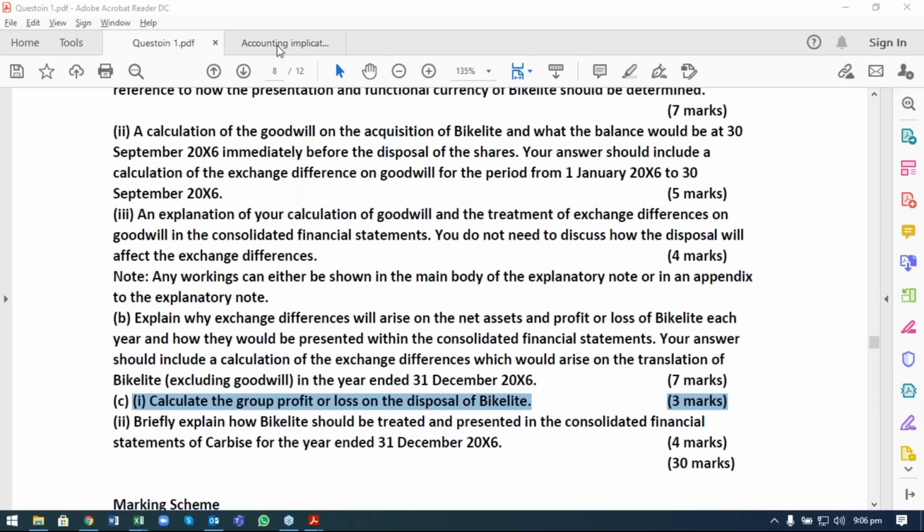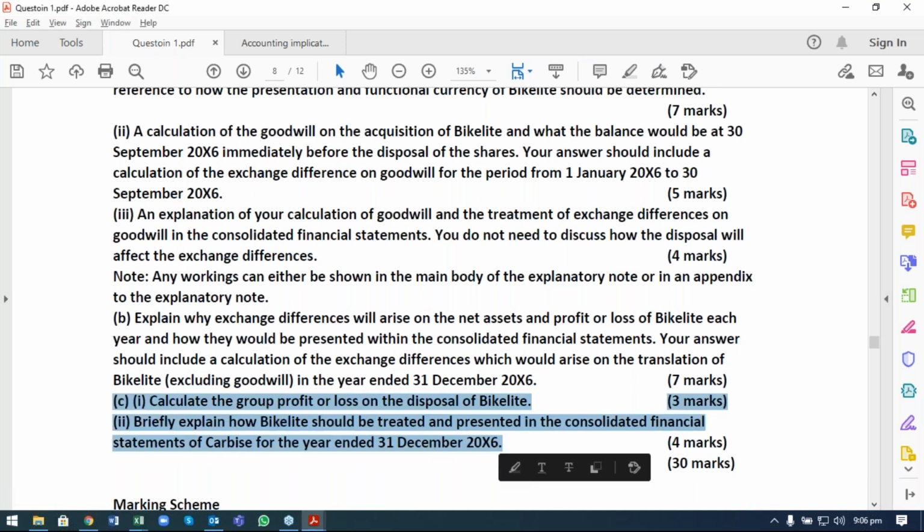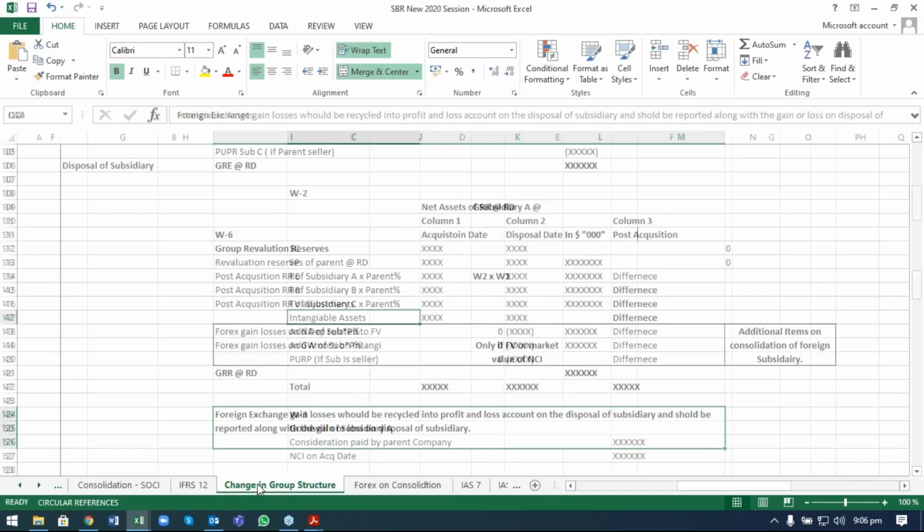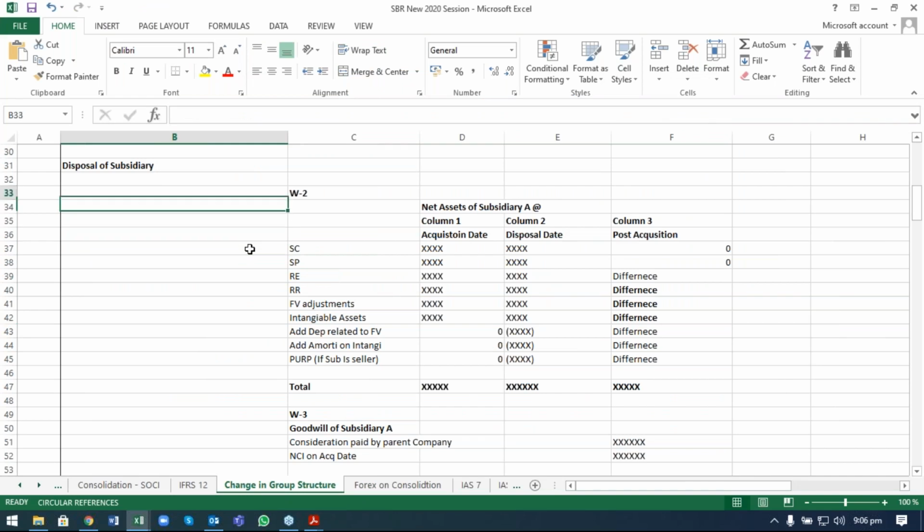So we have a 10 to 15 minute break, and I'll be back after it. I'm not going to pause anything, just like yesterday. Then we'll look into the calculation of this disposal group. For this, I have some data available within our Excel sheet, changing group structure, where we will look at how the disposal of subsidiaries should be accounted for, in an easier way for you guys. Once I'm back, I'll give you the explanation after 5 to 10 minutes.